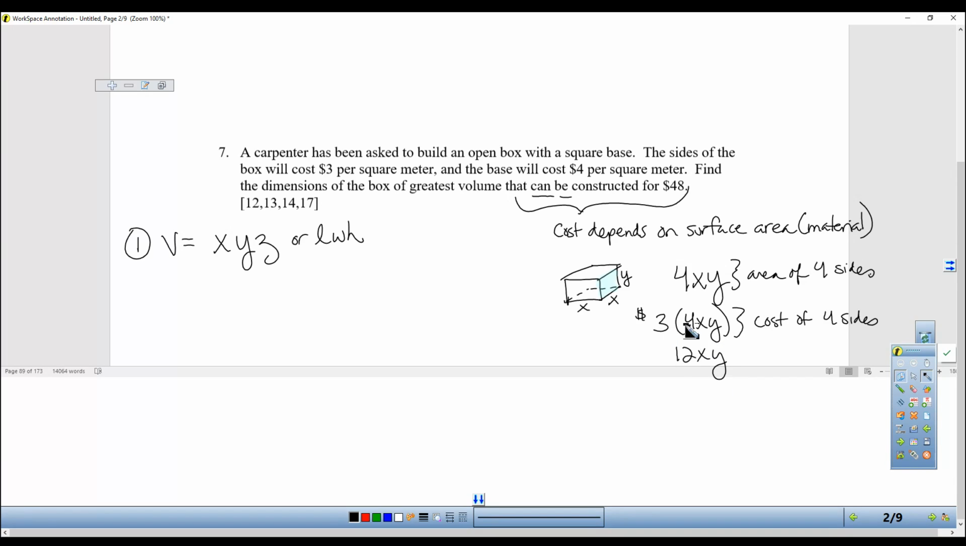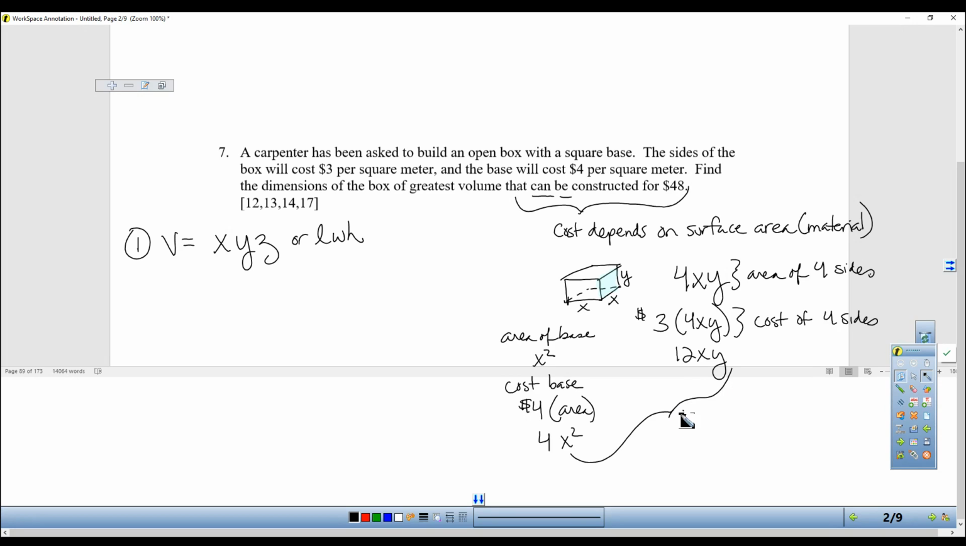You don't multiply the 3 times the 4 and the x and the y. It only gets affected to the thing once. And then my bottom is going to be x squared. So the area of the base is going to be x squared. There's no top. If there was a top, I'd have to do it twice. But the cost of constructing that base is going to be $4 times the area. So 4x squared.